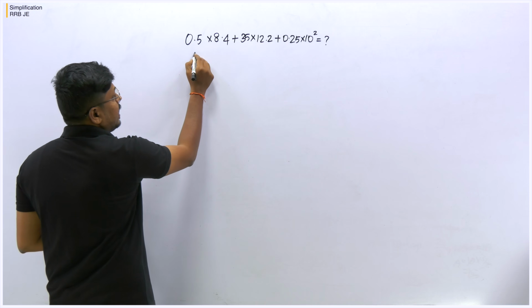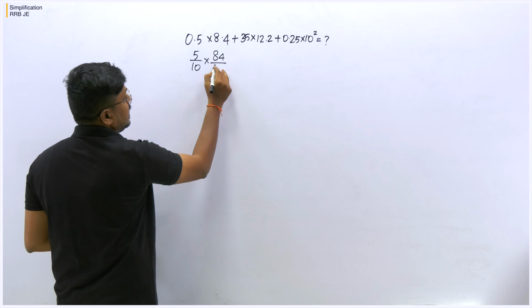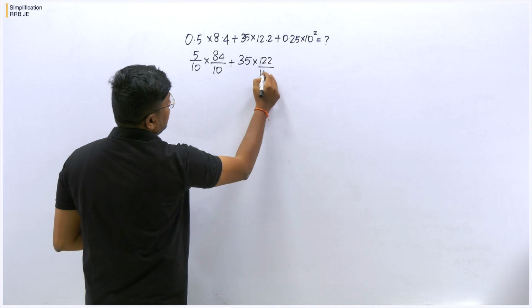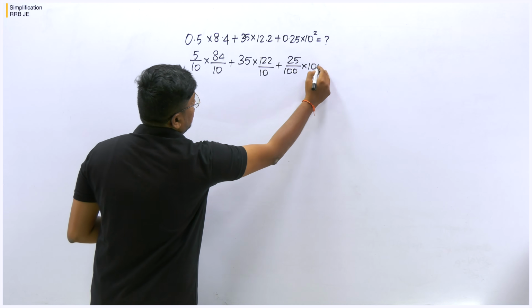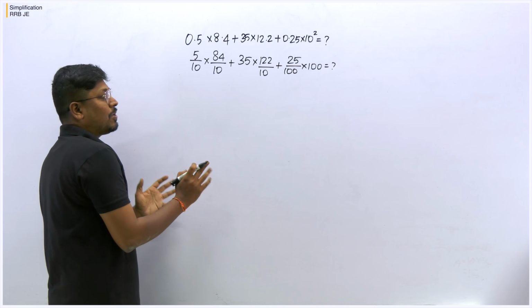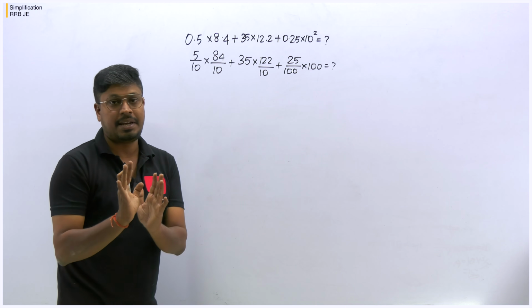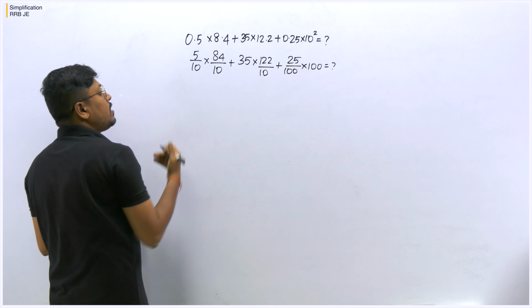So 0.5 can be written as 5 by 10. 8.4 can be written as 84 by 10. Similarly 35 into 122 divided by 10, plus 25 divided by 100 into 100 is equal to question mark. This is the first step I always do, because with decimal points there is more chance of making a mistake in multiplication. So better remove all the decimal points initially and then try to cancel the numbers.